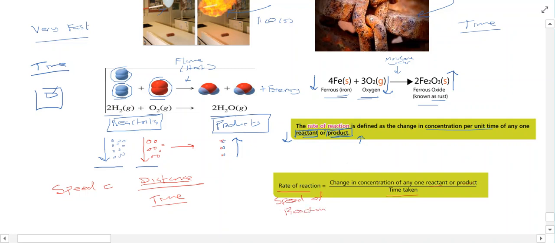And what does that mean? It means how quickly product is being changed, or how quickly reactant is being converted into product. That's what we mean. So in this case, it's how quickly the hydrogen and oxygen are being converted into water, or how quickly the iron and oxygen are being changed into ferrous oxide, or rust. So that's what we mean. That's the definition in relation to the rate of reaction.